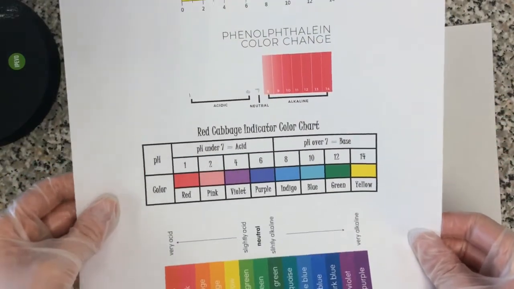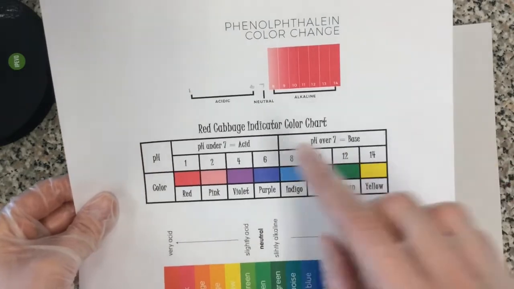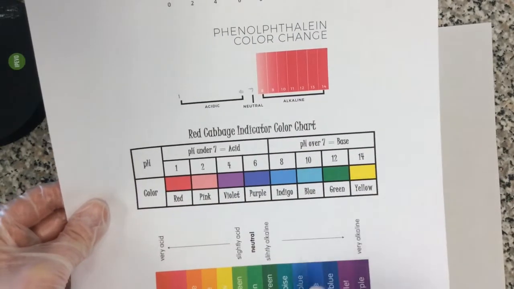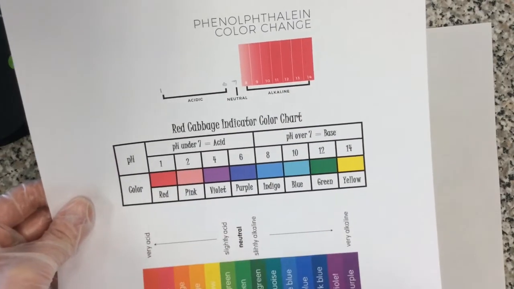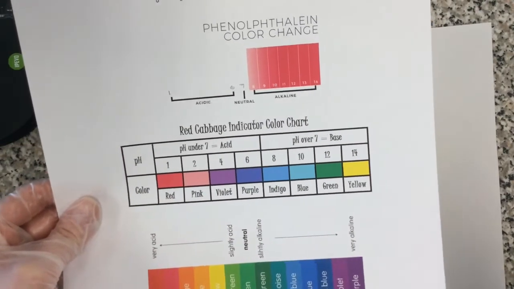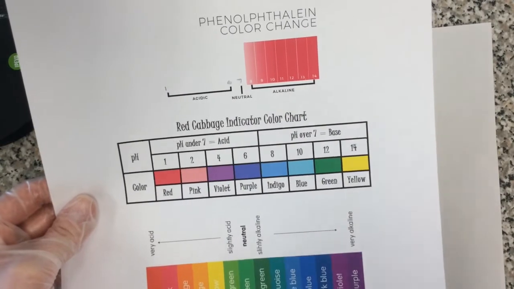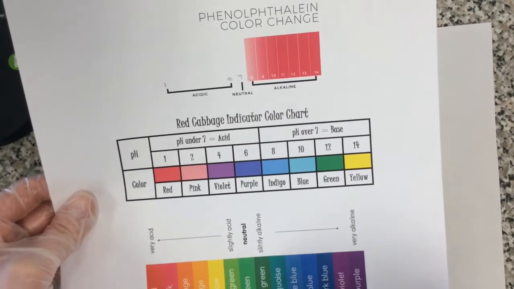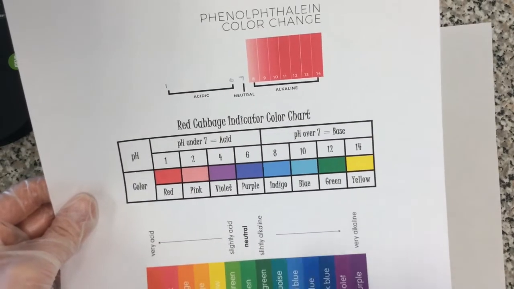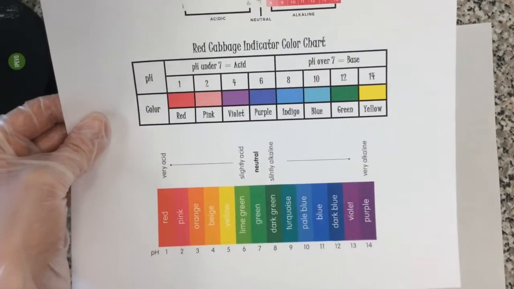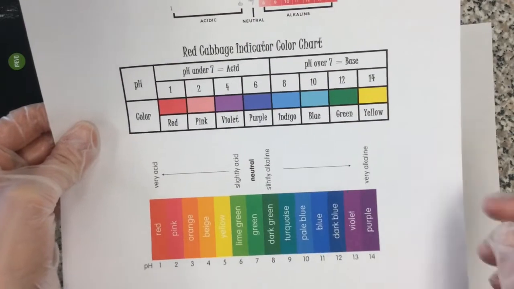Your cabbage juice also does that. It also gives you a nice color range. It can tell you if it's very basic or very acidic. However, it doesn't have as many colors, right? It goes up almost in groups of 2. So I can kind of tell my pH, but it's not going to be as specific as this one. It's still very helpful though.